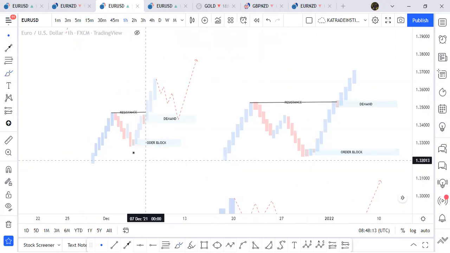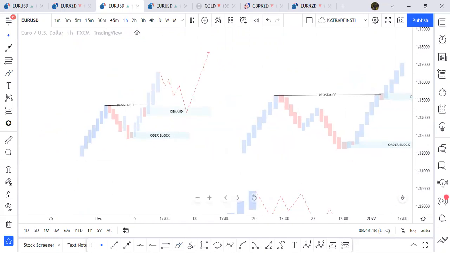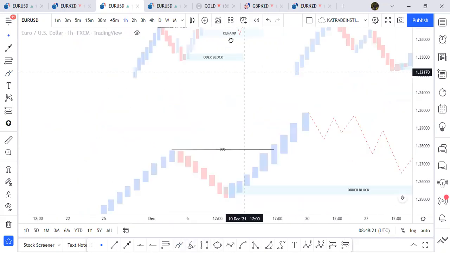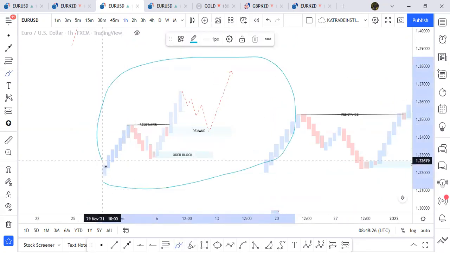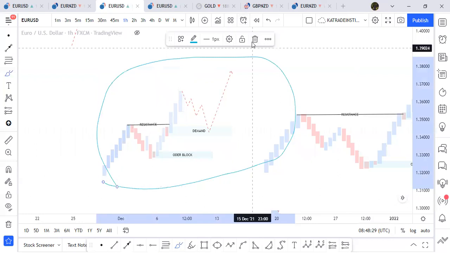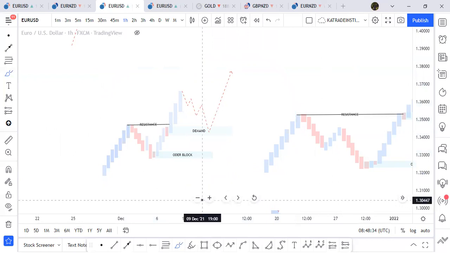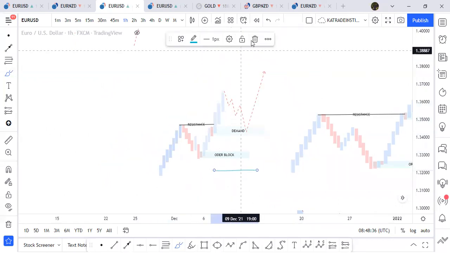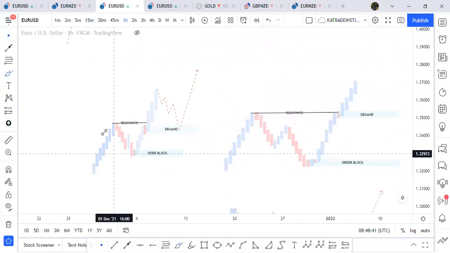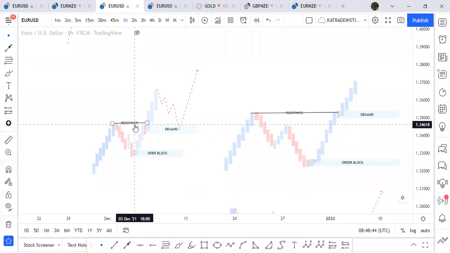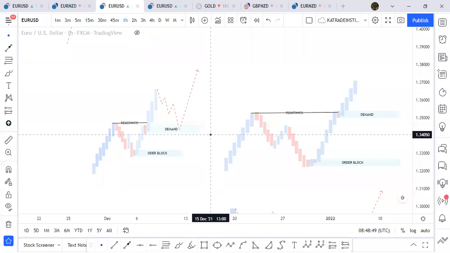Let's say this one is a 4 hours time frame. How are we getting it? Let's say this area here is the 4 hours time frame, and this one is a 1 hour time frame. Whenever you open your chart and you see a breakout of a resistance level, there's a difference between an order block and a demand area.